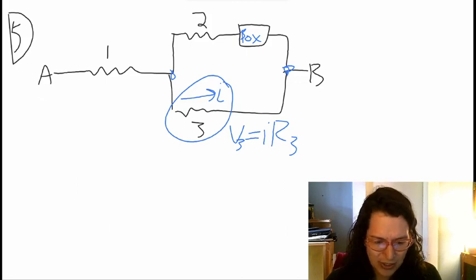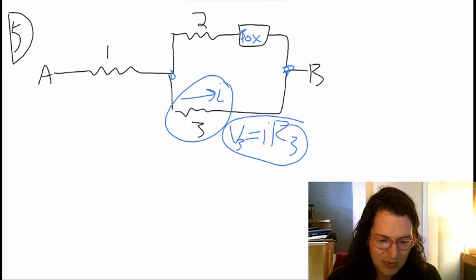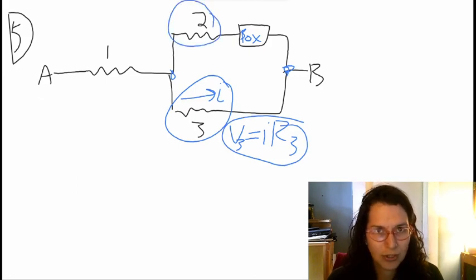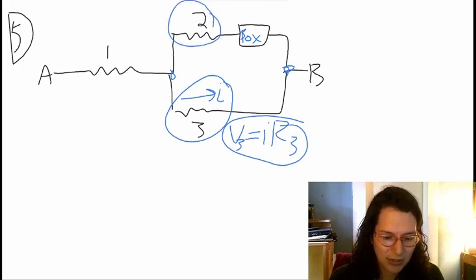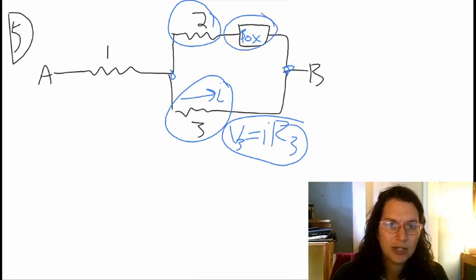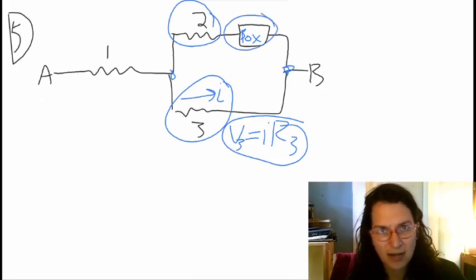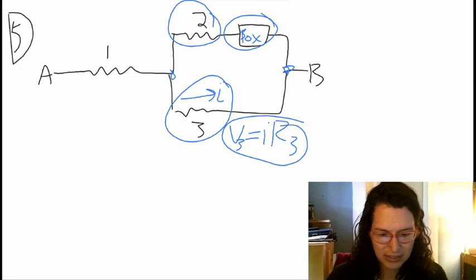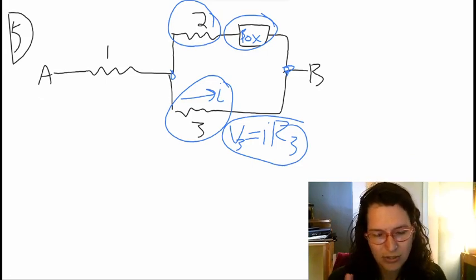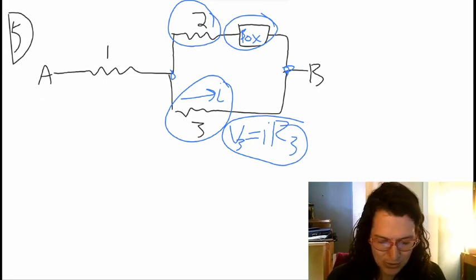But what I do know is that the voltage that is dropped over 3 has to be equal to the voltage that is dropped over 2 plus or minus the voltage of the box. So to make sure that I keep this straight and that I keep my sign rules correct, let's go ahead and use the correct signage on each of them.